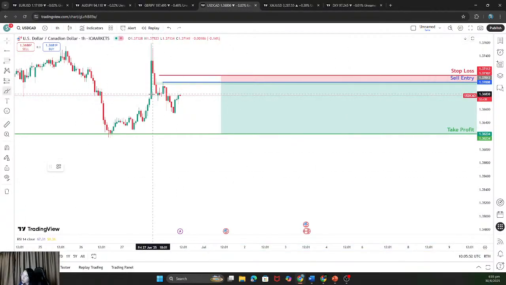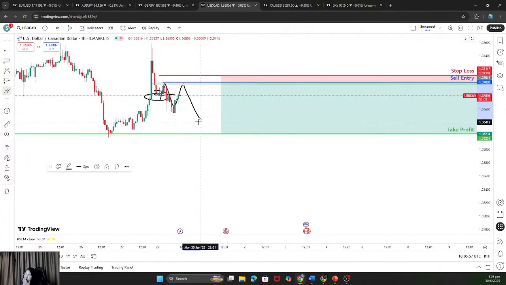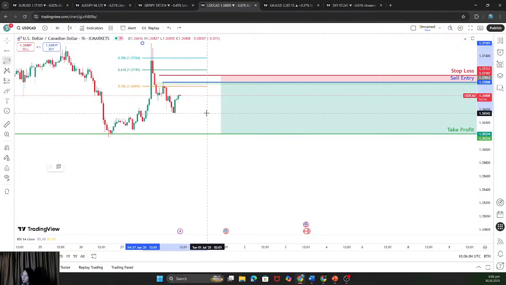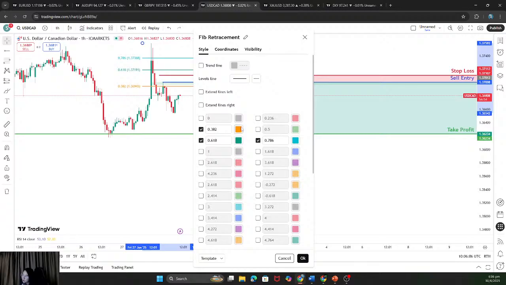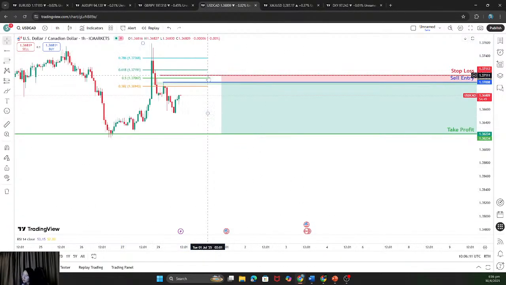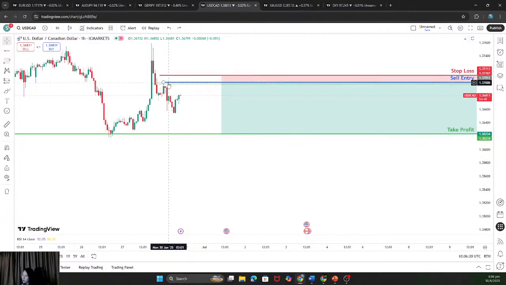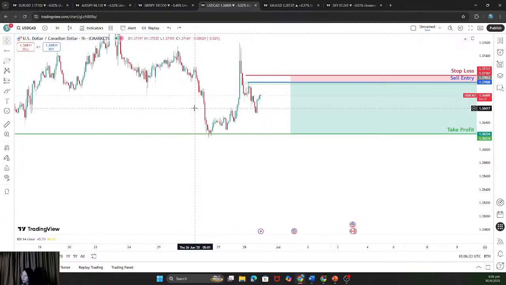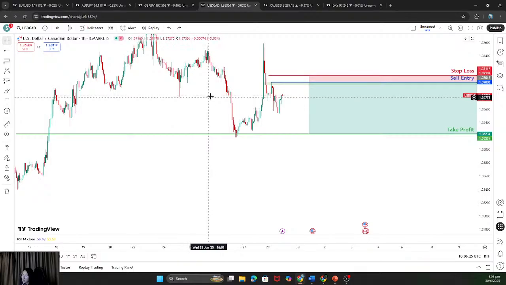See a break of structure here. Just a very tiny break of structure. Price might come back, pull back. Okay, give me a moment, guys. Should be the 50% area. This is what I have for USD CAD.